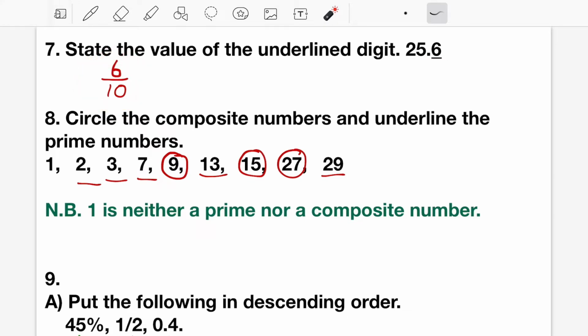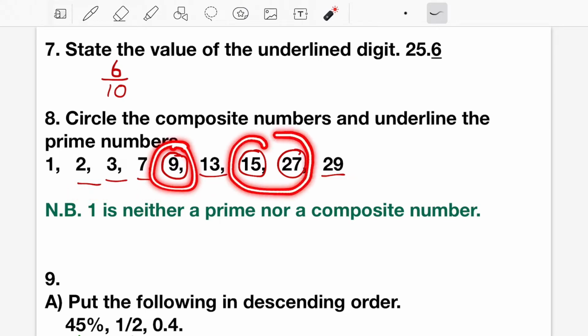Number 8. Circle the composite numbers and underline the prime numbers. So 1 is a unique number. It's neither prime nor composite. So these are your prime numbers, and these are your composite numbers.